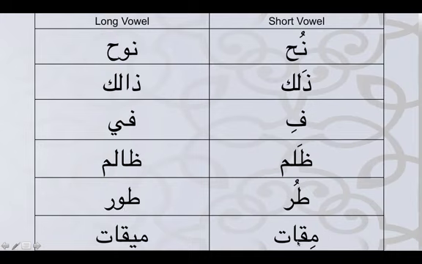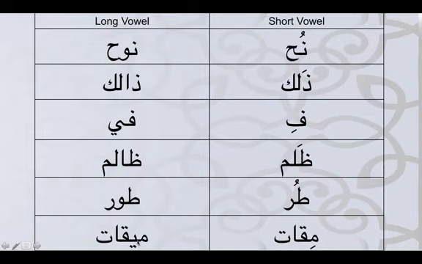Final one I've created for you is I have placed a diacritical mark, the Kasra, below the letter Meem over here. And I have created its cousin long vowel, and I have connected it to the letter Meem. And if this word was to be pronounced with the diacritical mark Kasra, this word would be miqat. But instead, if you replace it with the long vowel Ya, it's meeqat.